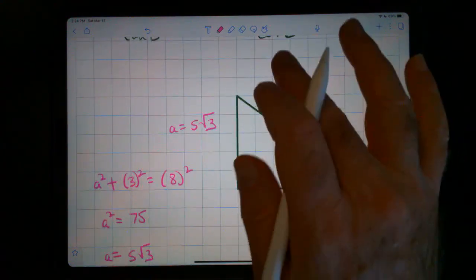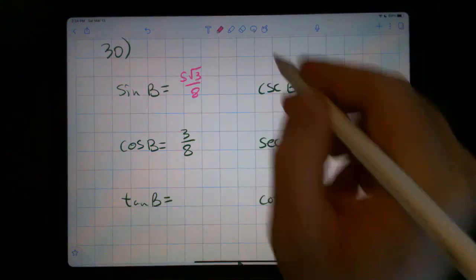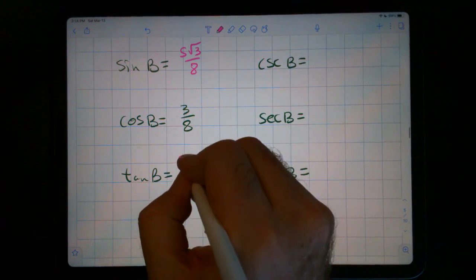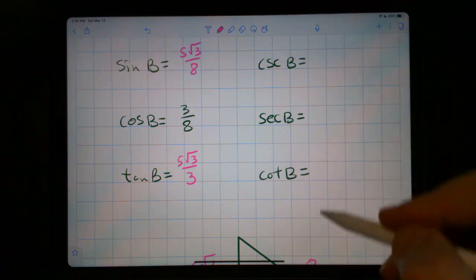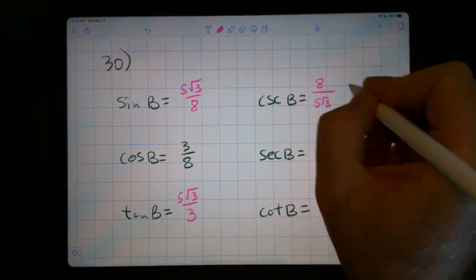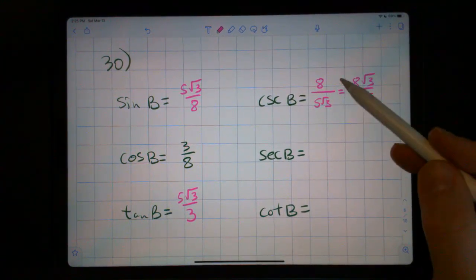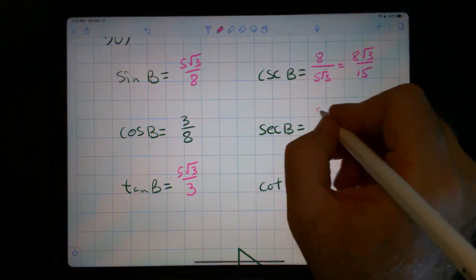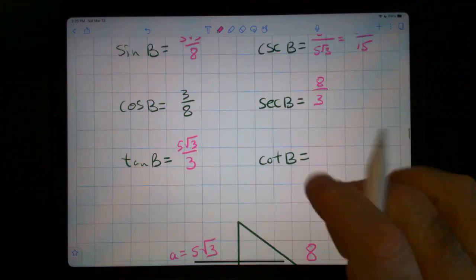So sine of b is opposite over hypotenuse. Tangent is sine over cosine. And then these are the inverses of these three. So this is going to be, when you rationalize the denominator, you multiply this by radical 3 over radical 3. Okay. Secant is the inverse of cosine. Cotangent is the inverse of tangent.